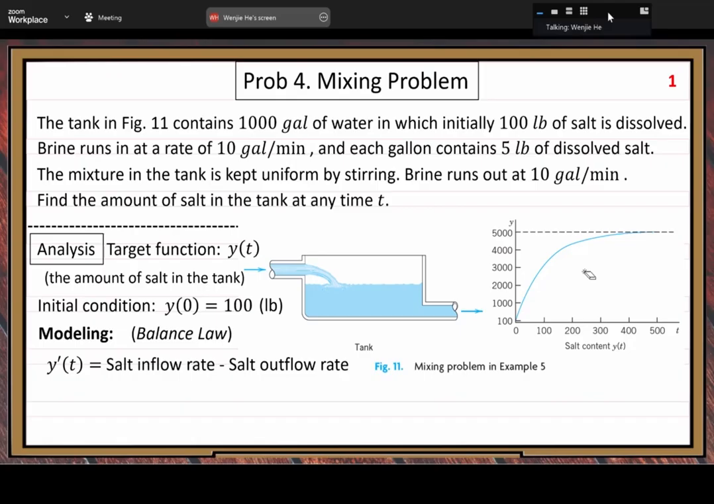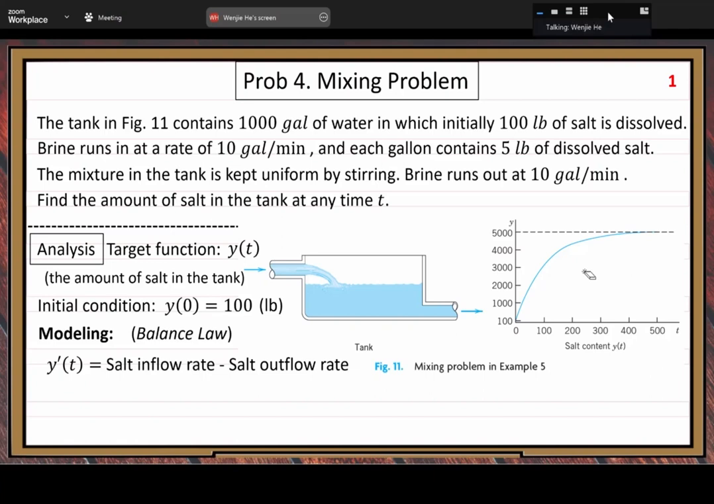Rate of change, y prime, equals the difference of the inflow rate and outflow rate. Both sides of this equation represent a rate concept. The rate of change is a rate, and the inflow rate minus the outflow rate is also a rate. So we represent the rate in two different ways, according to this balance law.